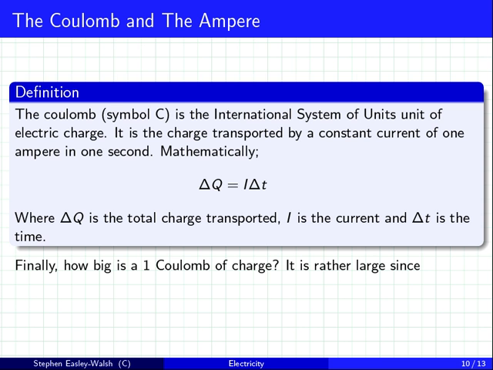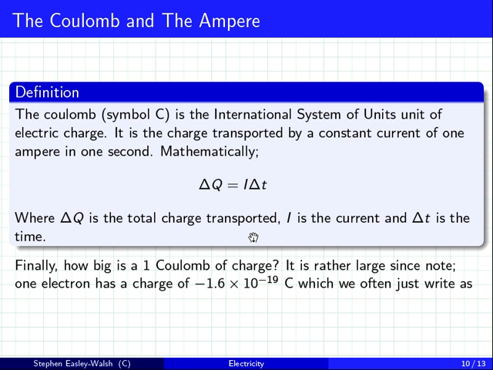Okay, have you got that? How big is 1 Coulomb of charge? It's actually pretty big. The way you can see this is because I'll tell you the charge of an electron. The charge of an electron is minus 1.6 times 10 to the minus 19 coulombs. Often we just write that as minus e. Not to be confused with the e in maths. It's not the same e.